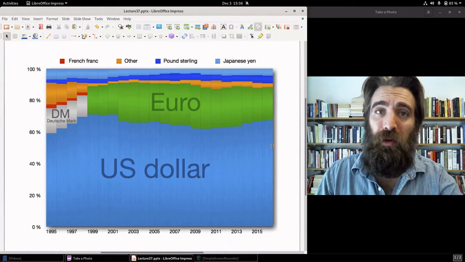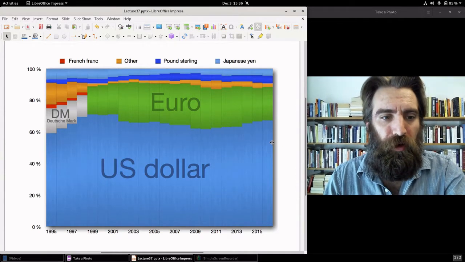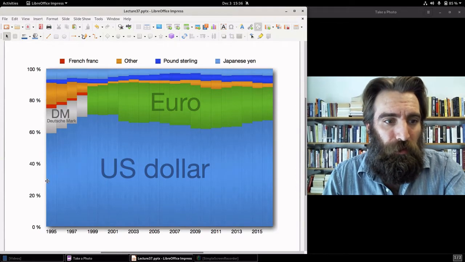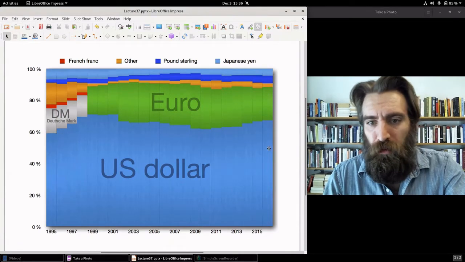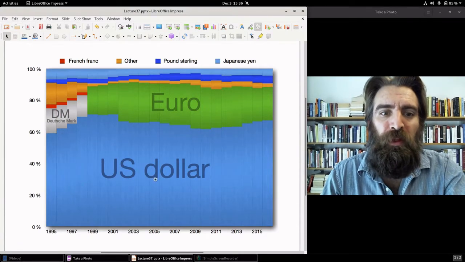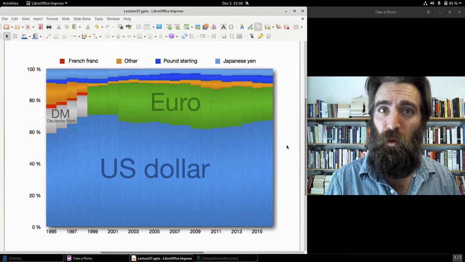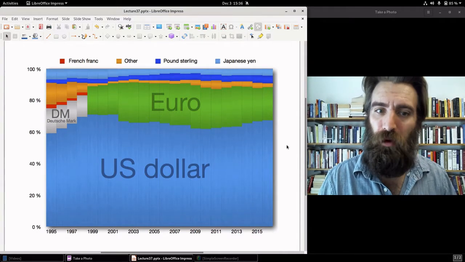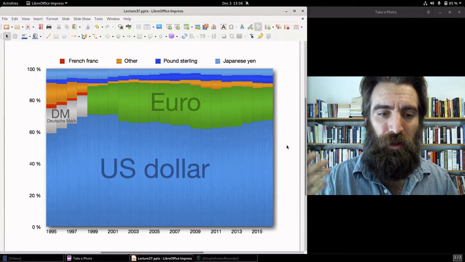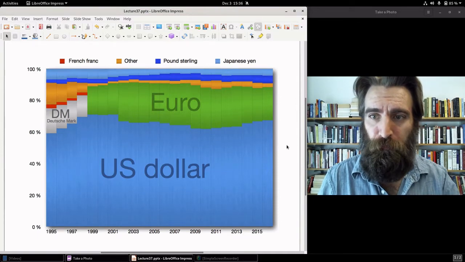Now, that hasn't stopped the U.S. dollar from remaining the world's reserve currency. And you look at this since the mid-1990s all the way up to, this goes to 2017, the U.S. dollar has comprised 60% of the world's reserve currencies. So the U.S. dollar is still the most demanded currency around the world.